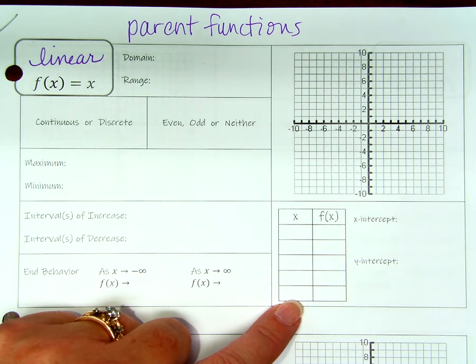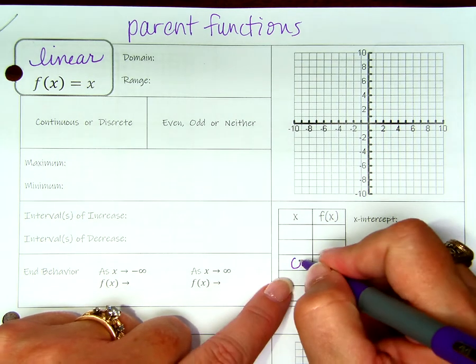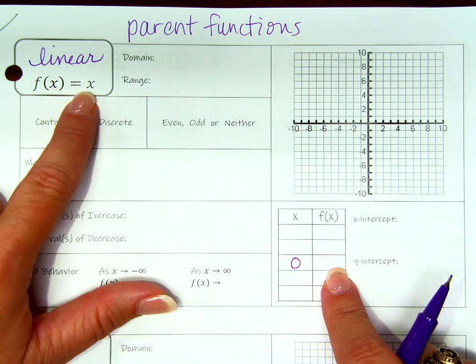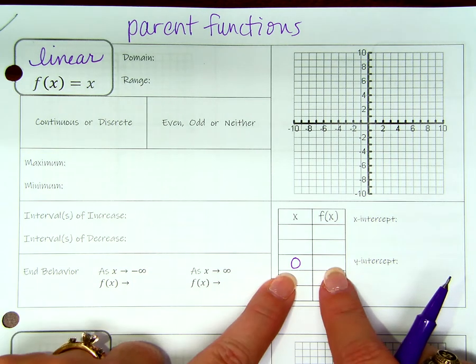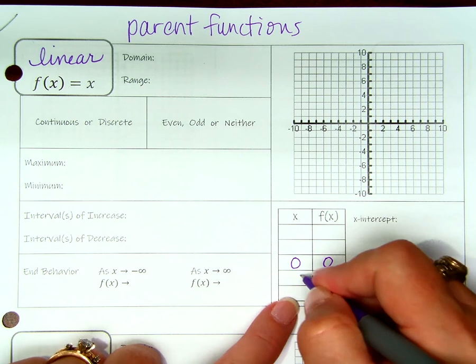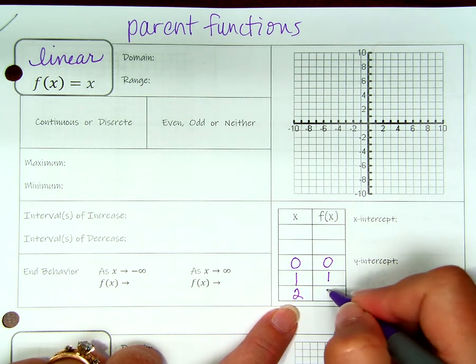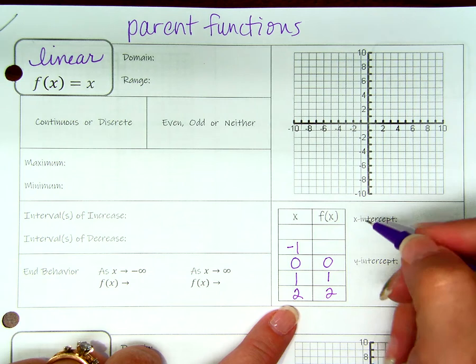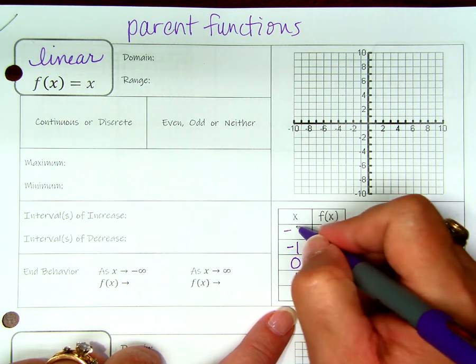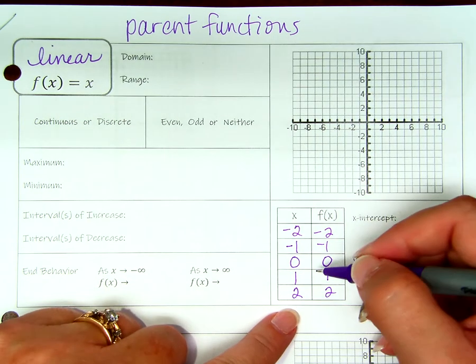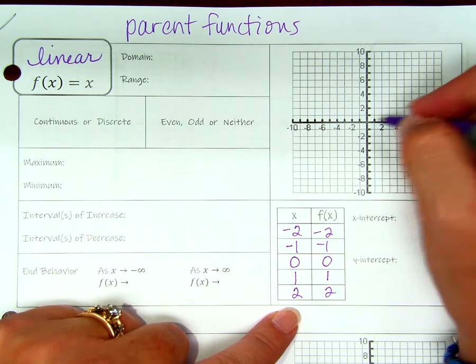I say, if x is 0, what is y? Well, if y equals x and x is 0, what is y? 0. If x is 1, what is y? 1. If x is 2, what is y? 2. What about if x is negative 1? Negative 1. If x is negative 2? Negative 2. Okay. So are those points pretty easy to plot on the graph? Okay, let's do it.